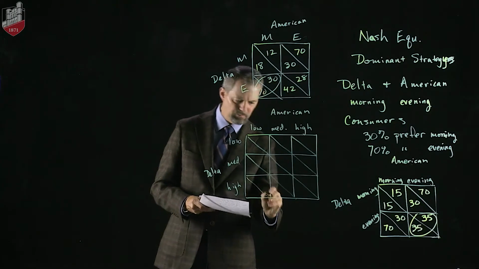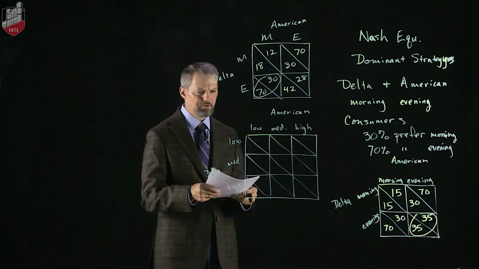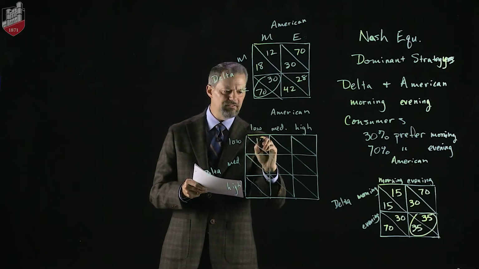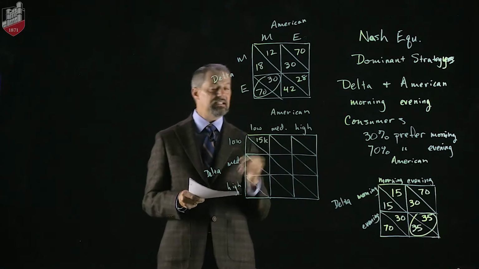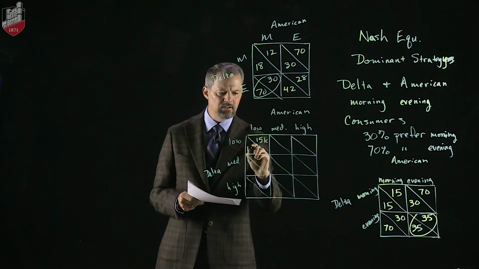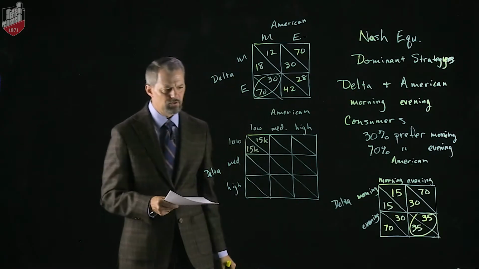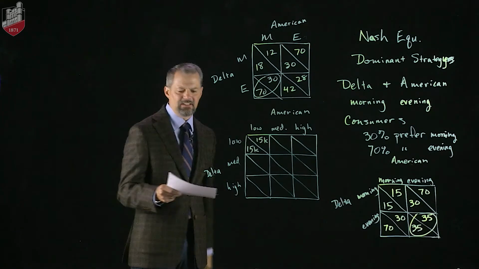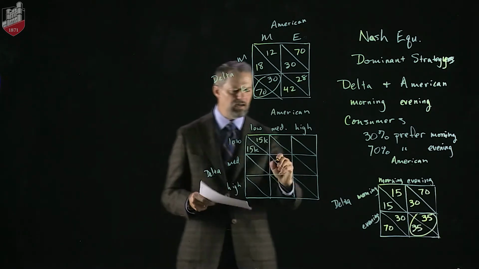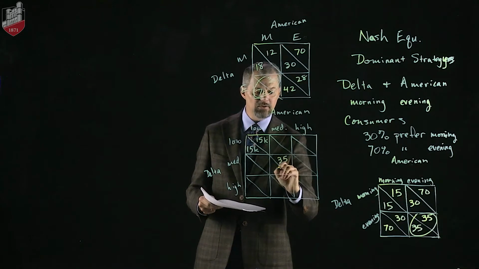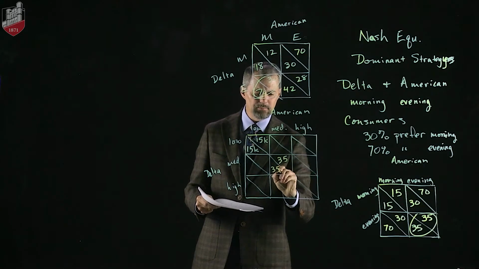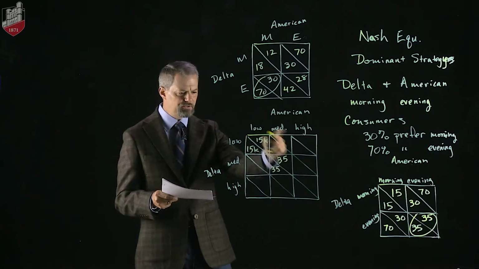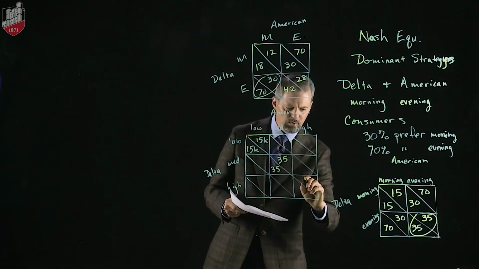Let's suppose that if they both charge the low price, they get 15,000. I'm going to write 15K for 15,000 instead of writing all those zeros there. If they both have a low price, they each earn 15,000. If they both have a medium price, they each earn 35,000. I'm going to skip the K's from now on. If they both charge a high price, they both earn 30.